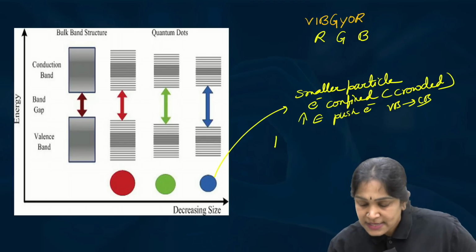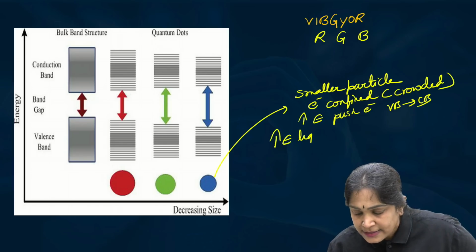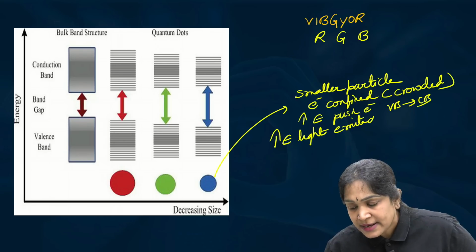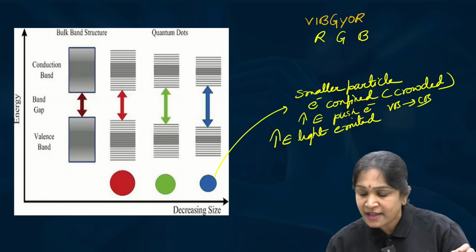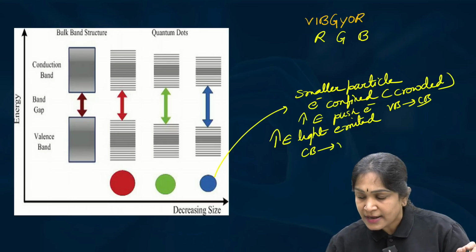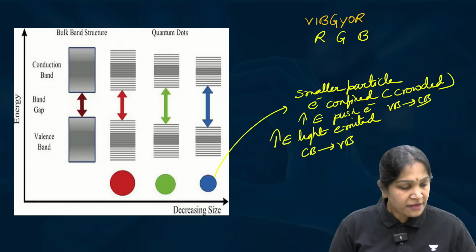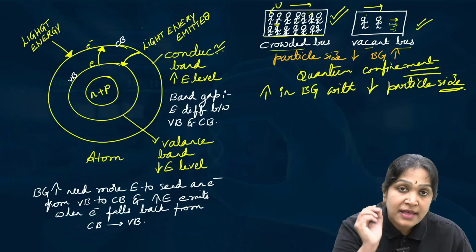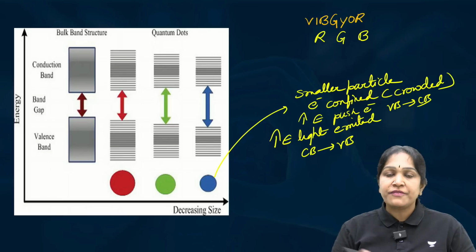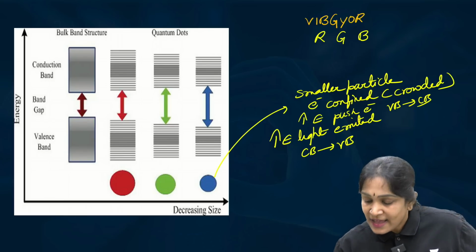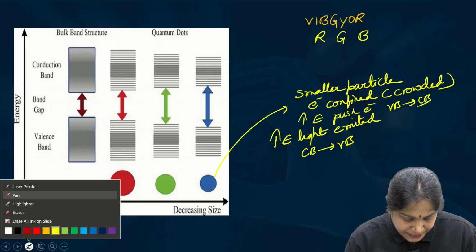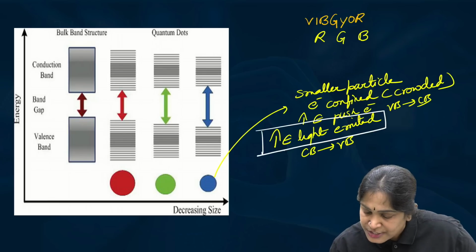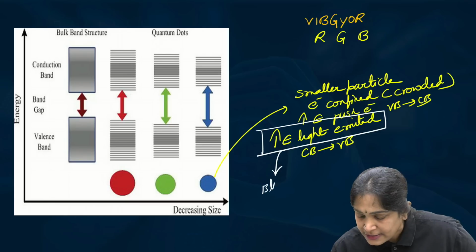Then what happens? High energy light gets emitted when the electron falls back from the conduction band to the valence band. And high energy light means blue light.